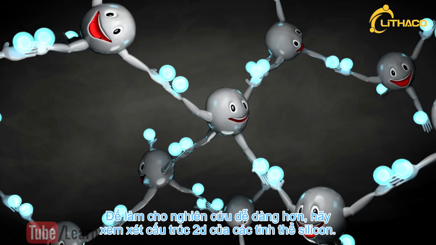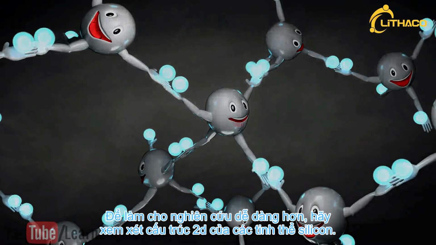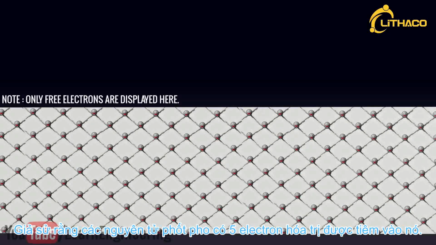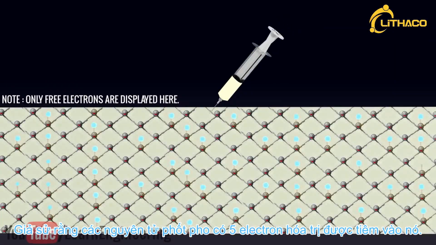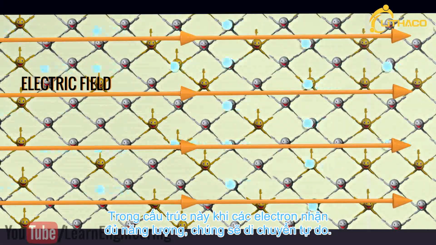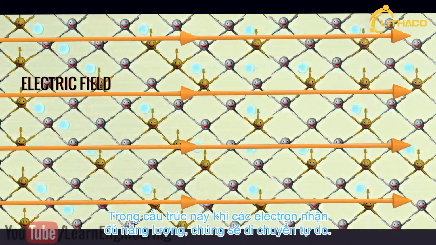To make the study easier, let's consider a 2D structure of the silicon crystals. Assume that phosphorus atoms with 5 valence electrons are injected into it. Here, 1 electron is free to move. In this structure, when the electrons get sufficient energy, they will move freely.